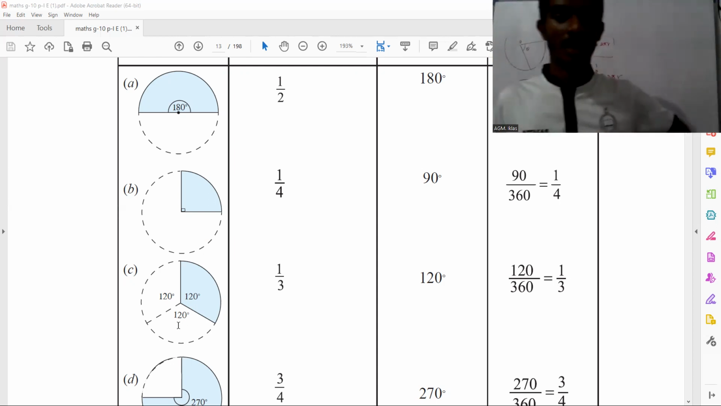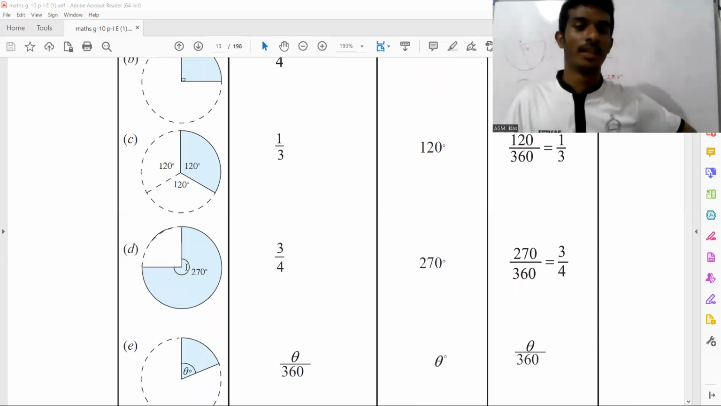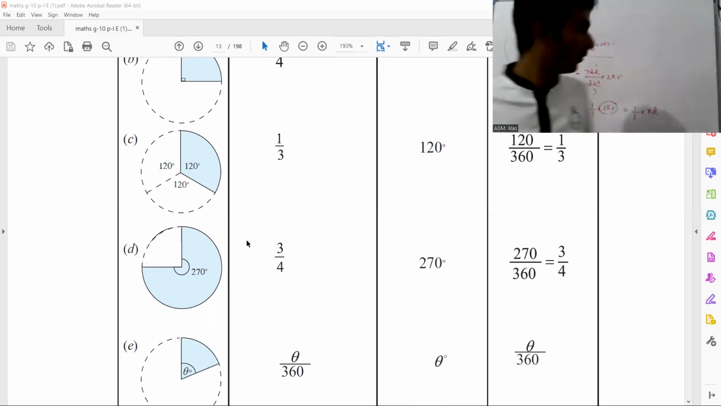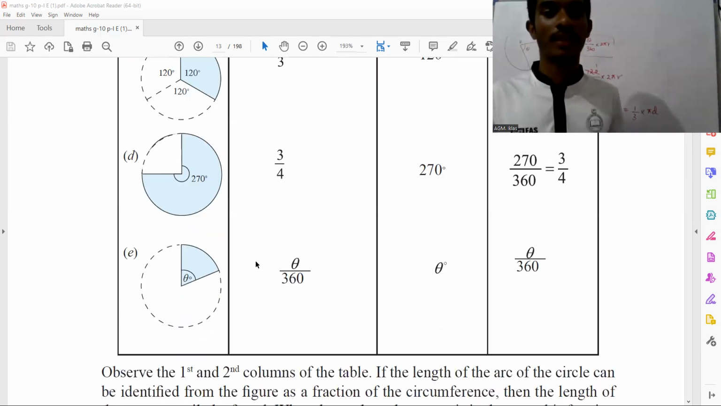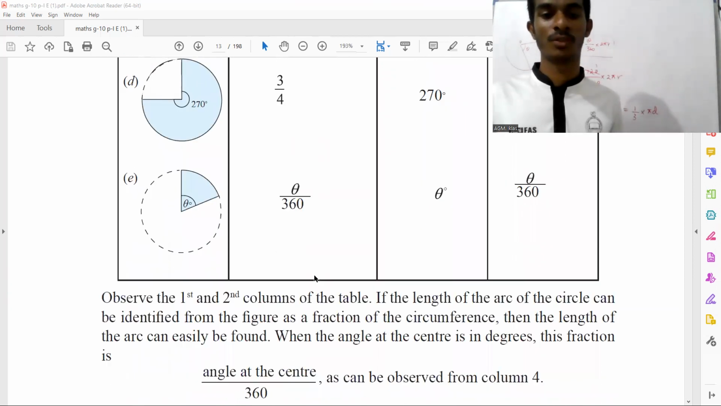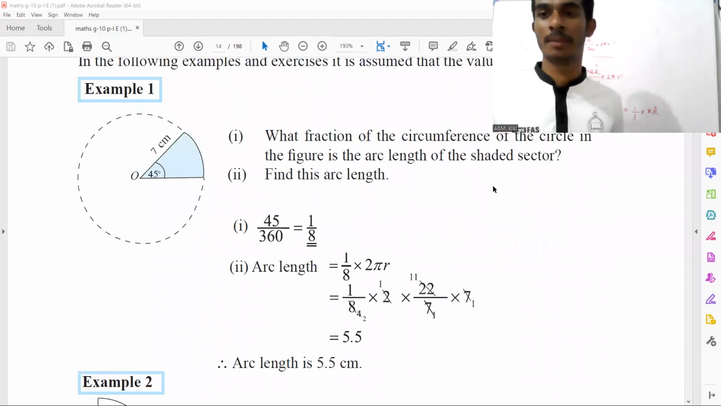Okay. And here, if the theta is 270, the ratio or the fraction is going to be 3 by 4. Okay. And if the theta is theta, so this is the chart. For explaining you simply, they have used this chart. Right. Moving to the example number 1.